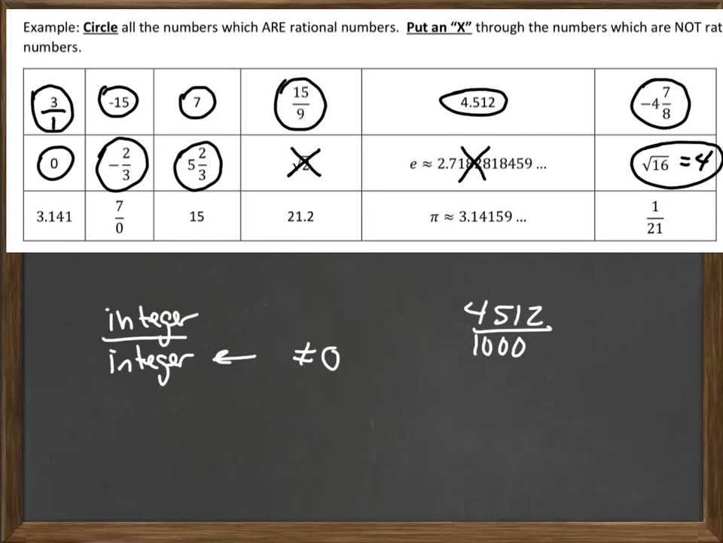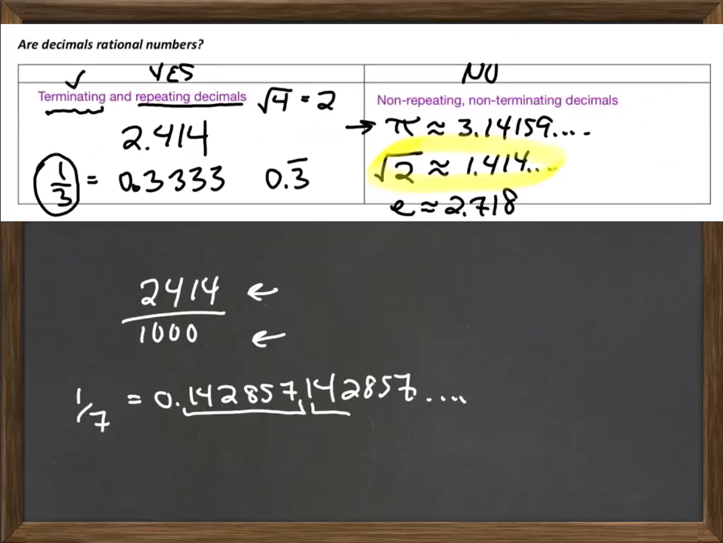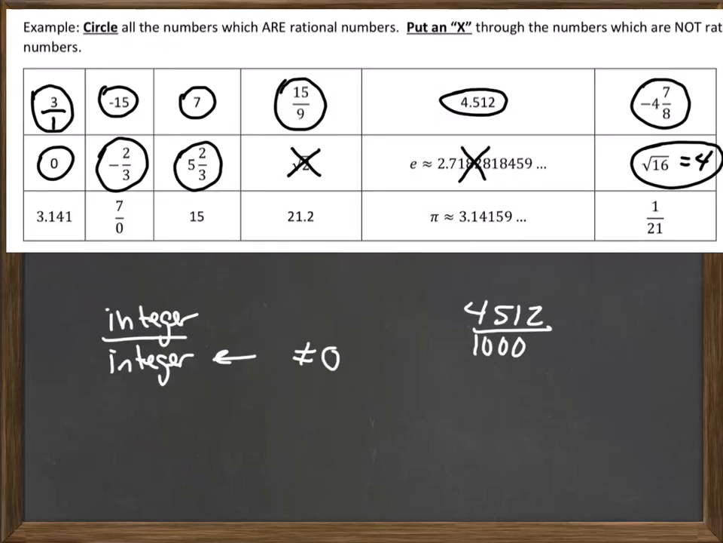How about 3.141? Well, this fits that definition of a terminating decimal. We could express that as a ratio of 2 integers by writing it as 3,141 over 1,000. So this is a rational number because it's a ratio of 2 integers, so we would circle it. Okay, 7 over 0. Remember, our one restriction on our ratio is that we cannot divide by 0. So not only is this not a rational number, it's not even an irrational number, it's undefined. It's not a number at all.